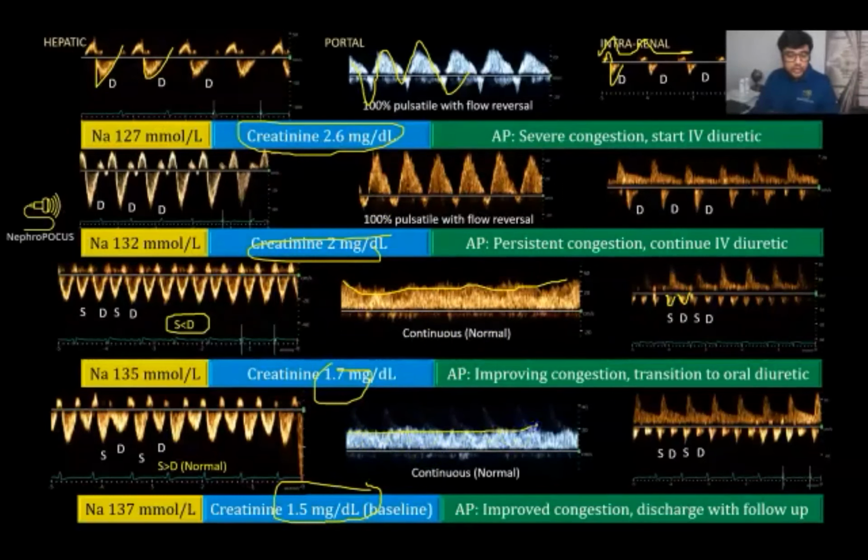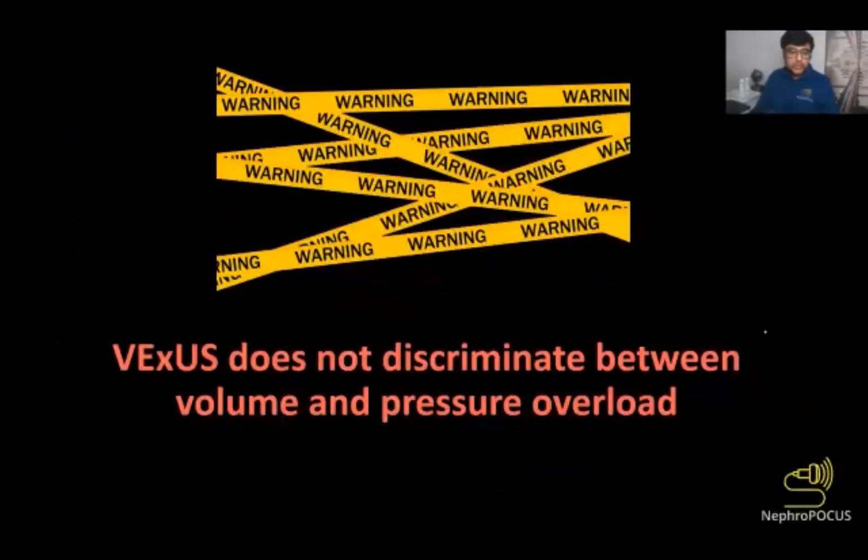the portal vein remained normal. Hepatic vein was completely normalized. Renal, it still is biphasic, but usually intrarenal venous waveform takes slightly longer because of the interstitial edema to improve. So you can see that the congestive nephropathy improves, and there is simultaneous improvement in the venous waveforms. This is how we use these waveforms in real life.